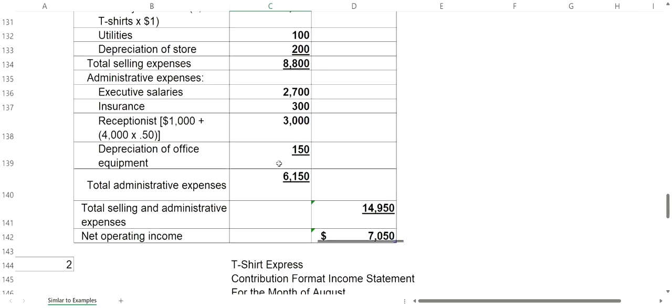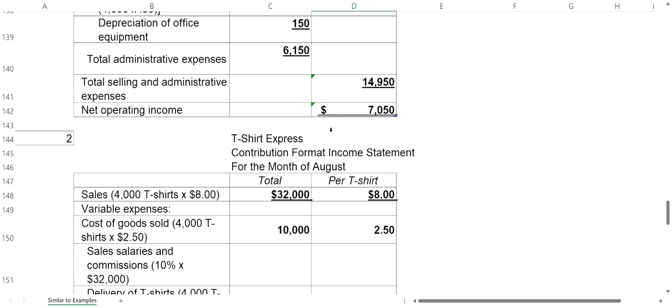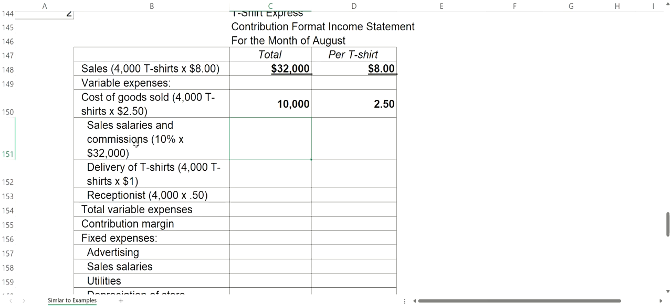Okay. If I go back and look at salaries and commissions, they have a fixed component of $900, so I will put that $900 in my fixed cost, and a variable component of 10% of sales. Okay, so let's go ahead and put that together. We are going to do the variable component first, which is 10% of sales, which is $32,000. So therefore, that is $3,200. Okay, and that would be 10% of the selling price. So the selling price is $8 times 10%. So per unit, that would be 80 cents. And again, we'll deal with the $900 fixed part in just a moment.